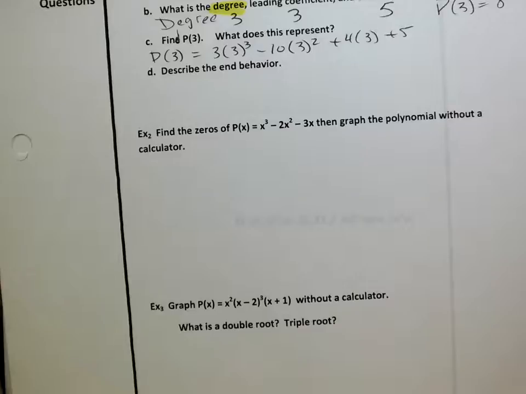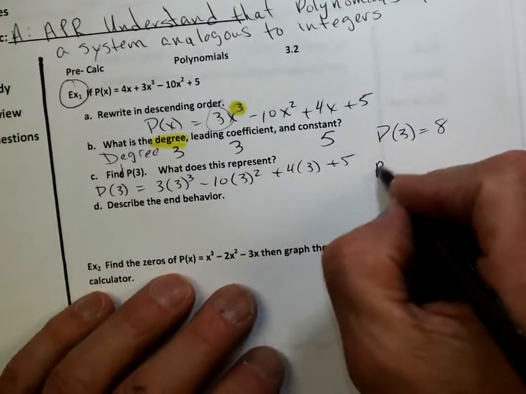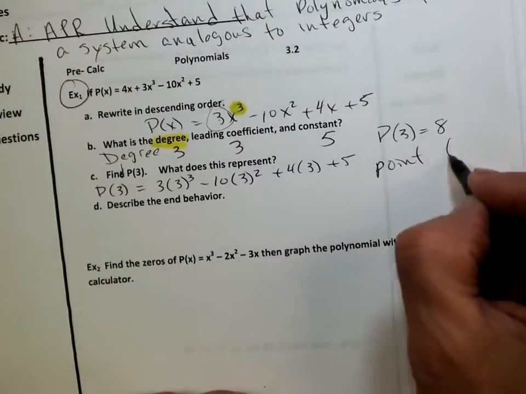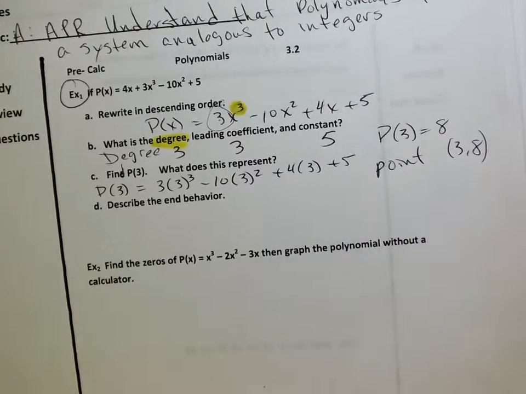What does this represent? It's just a point, because you made an x value of 3 and you got an answer of 8. It is a point on the graph, on the squiggly graph. It is the point (3, 8) somewhere along this squiggly graph. That's all it is, okay?